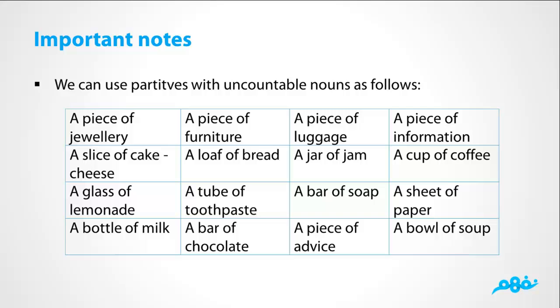We can say a piece of jewelry, a piece of furniture, a piece of luggage, a piece of information, a slice of cake, a slice of cheese, a loaf of bread, a jar of jam, a cup of coffee, a glass of lemonade, a tube of toothpaste, a bar of soap, a sheet of paper, a bottle of milk, a bar of chocolate, a piece of advice, a bowl of soup.